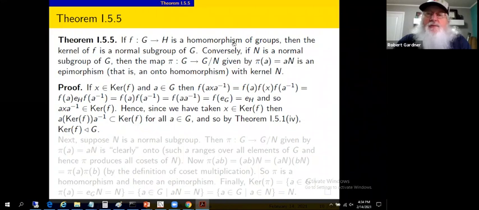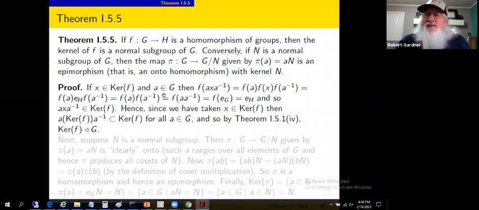If F is a homomorphism, then the kernel is a normal subgroup. All right. So take F as a homomorphism and let X be in the kernel of F. Let A be an element of G, an arbitrary element of the big group G. I can't say G is an umbrella group.